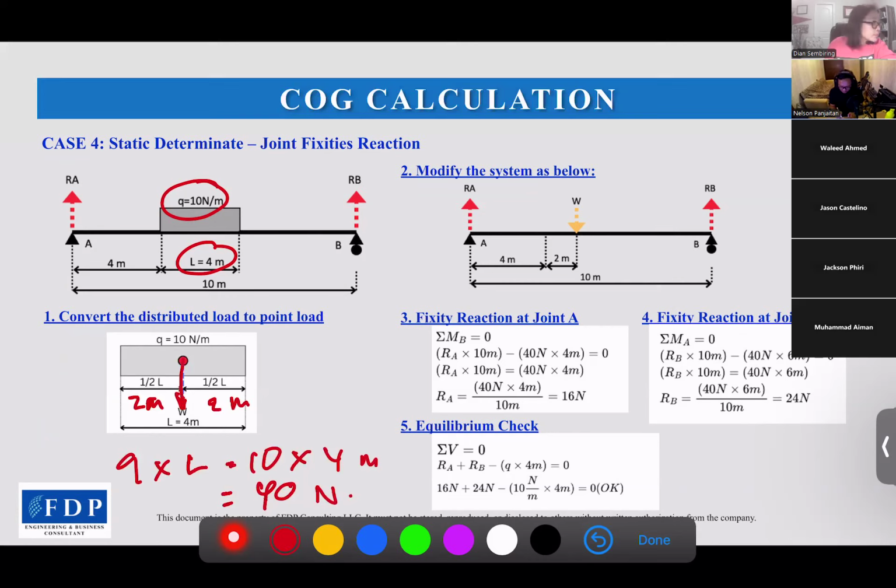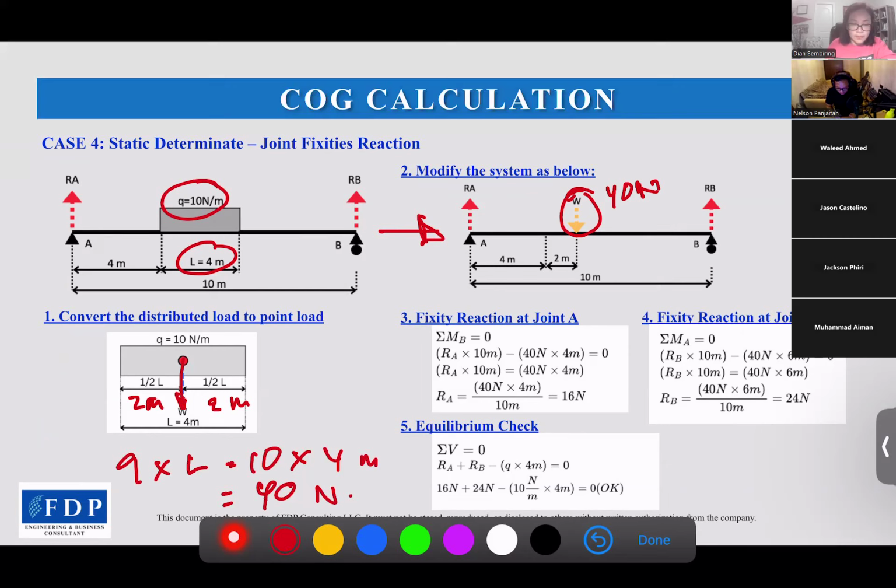So now we can modify the system like this. This is W, the one we calculated, the point load acting after we convert the distributed load. This is 40 Newton now. And then we can find the reaction, same process as previously.